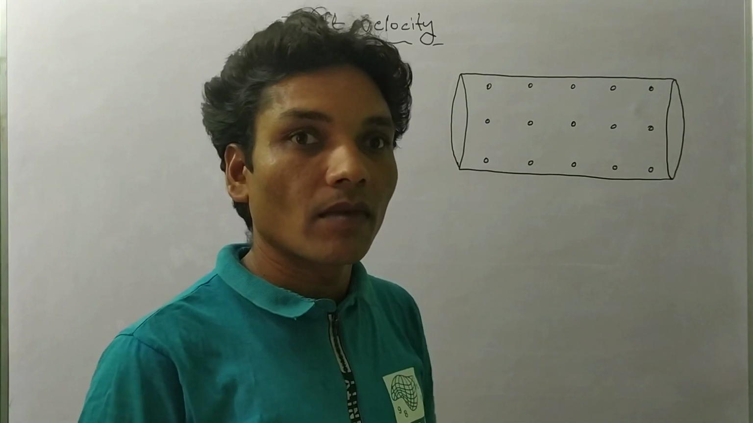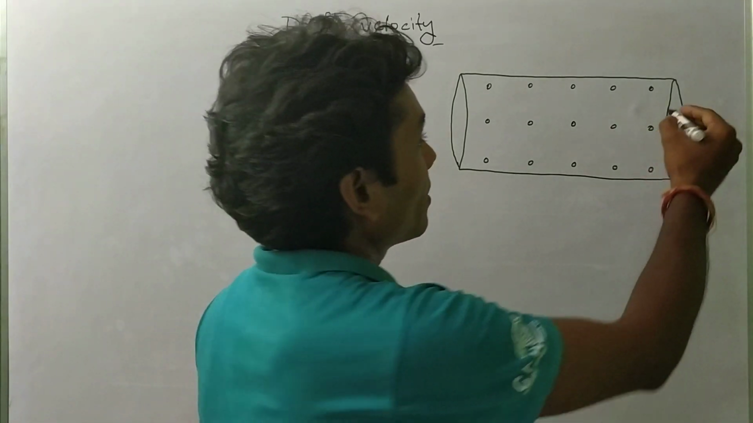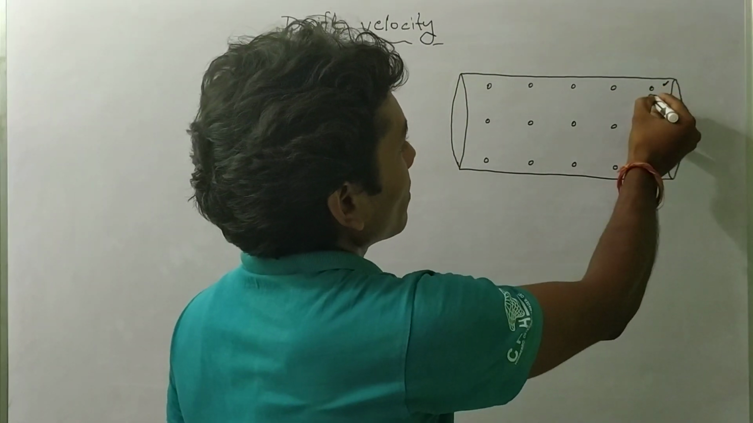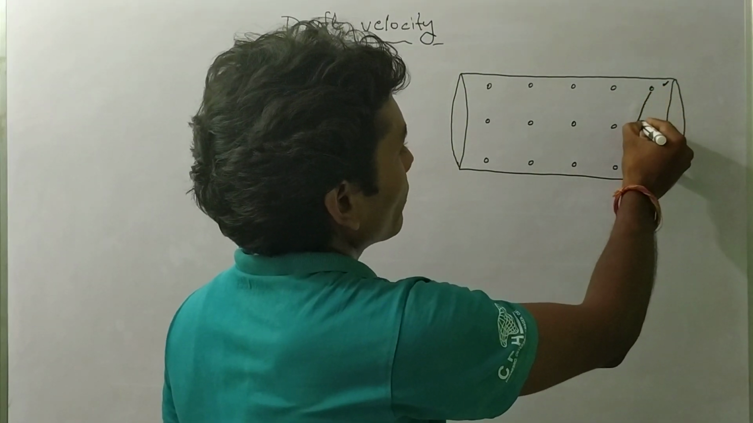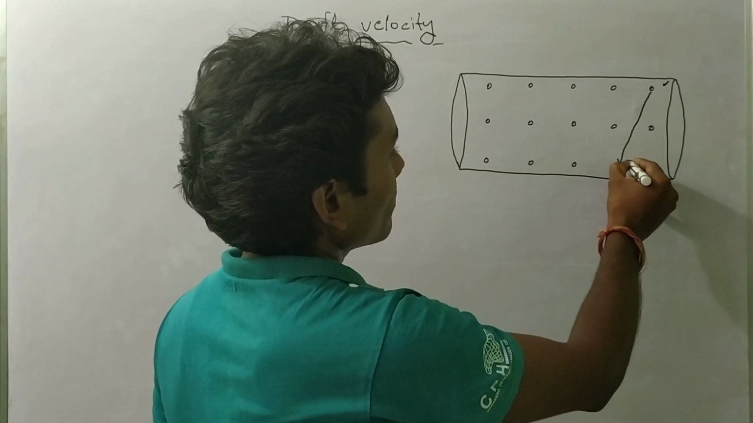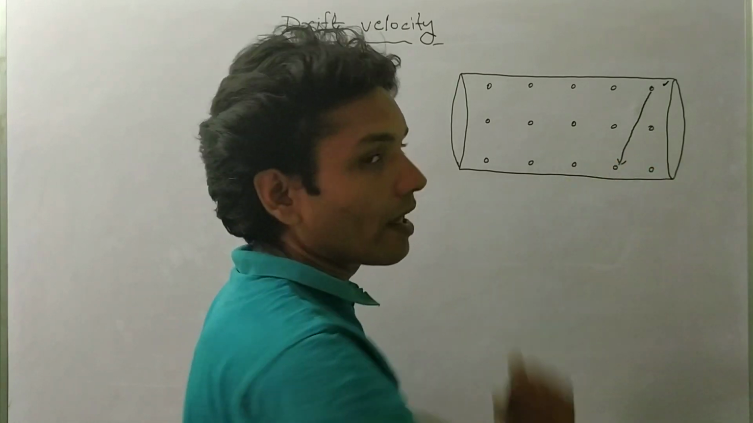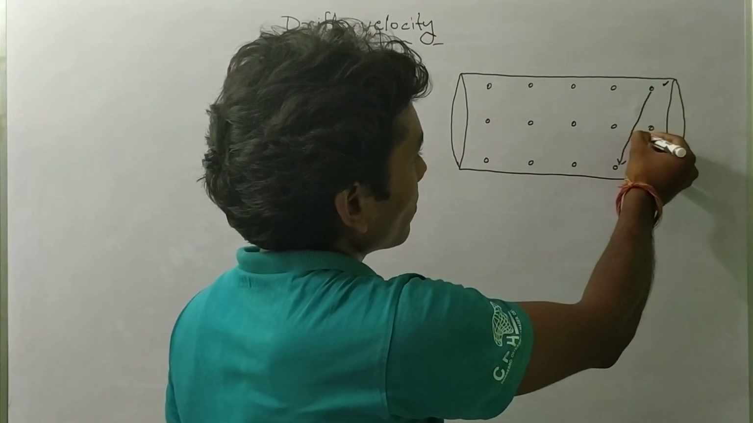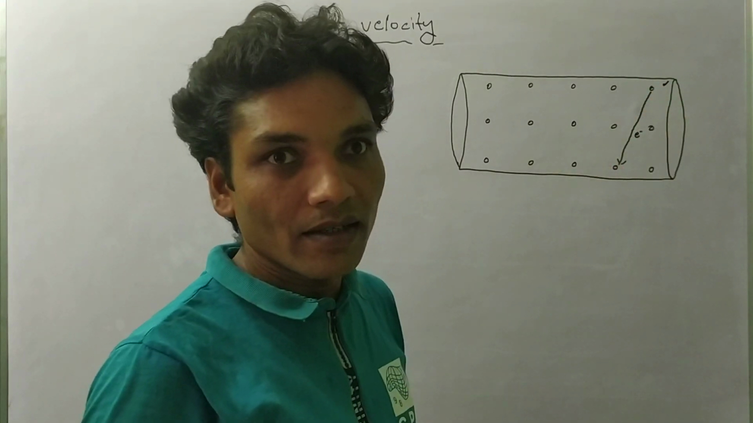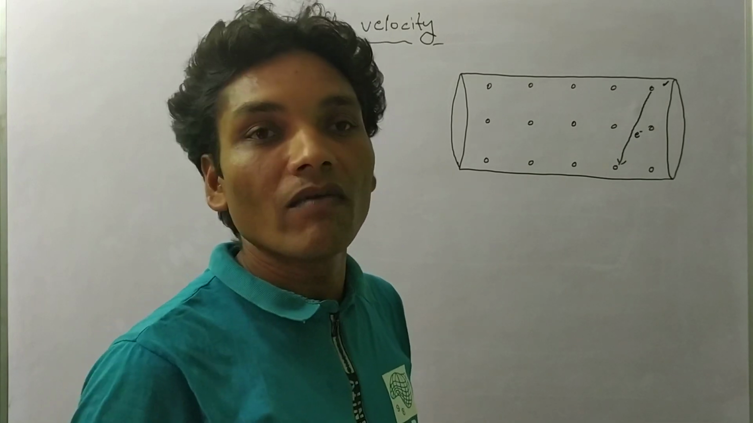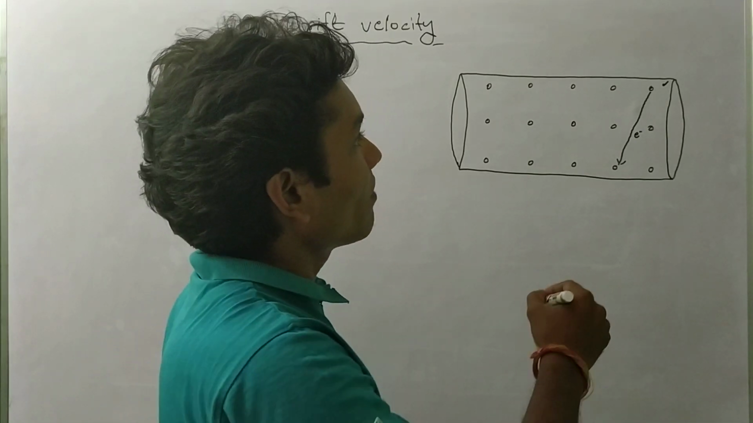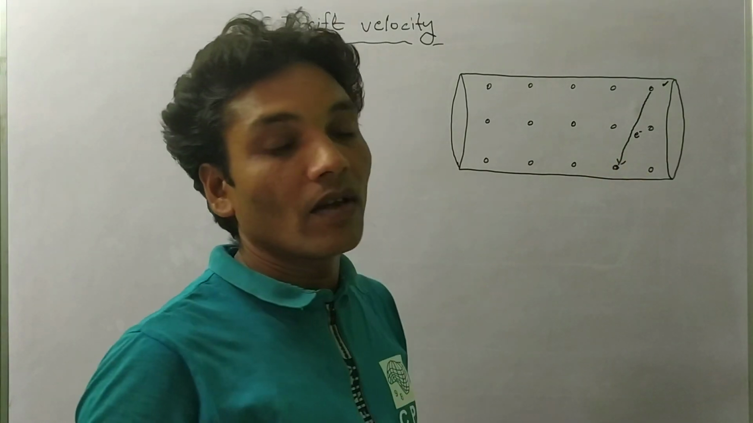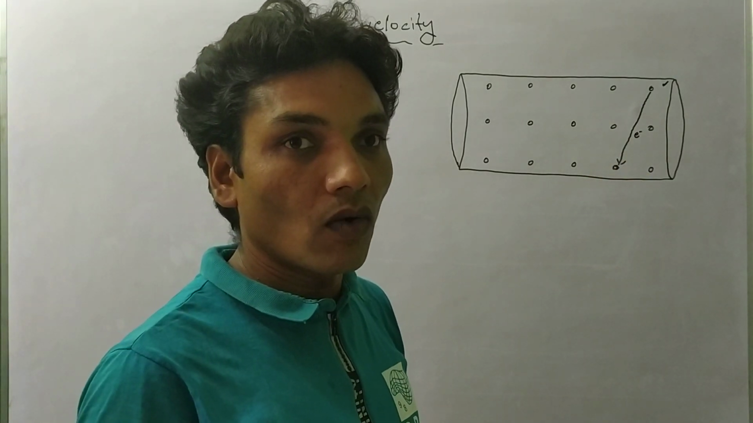the conductor. Now let us consider this atom. The electron detached from here moves along this direction and collides with this electron. Now the velocity of this electron moving along this direction is called the thermal velocity. The thermal velocity of this electron after the collision will be 0.